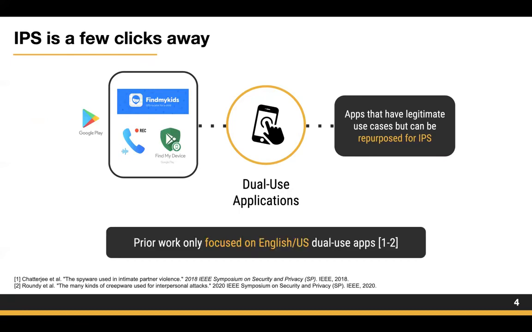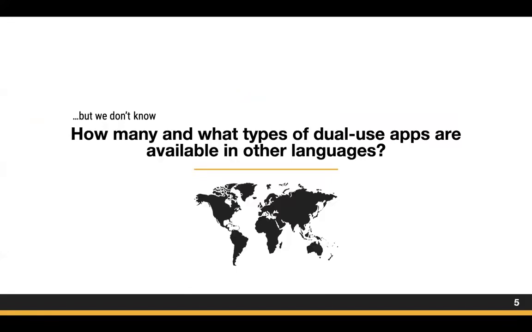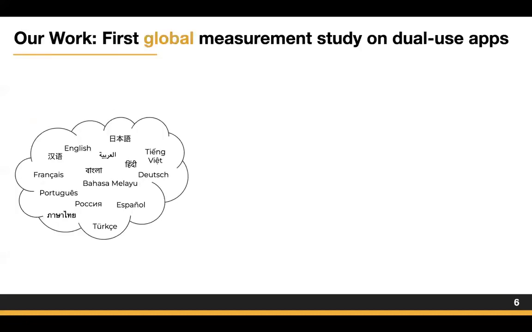Prior work have studied English dual-use apps found in the US. However, since IPV occurs everywhere around the world, it is important to expand our knowledge beyond English and the US. We ask, what types of dual-use apps are available in languages other than English? And are these apps easily found in other languages? In this work, we investigate dual-use apps available in other languages. Our work is the first global measurement study in dual-use apps.